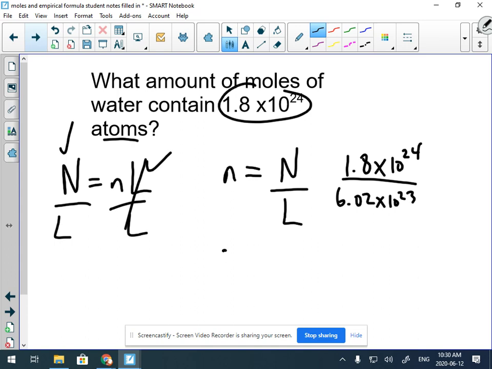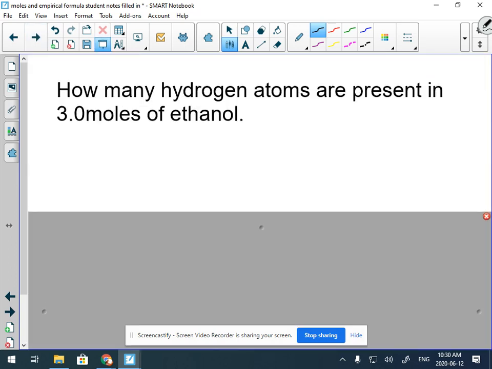Okay, I end up getting 2.999. Let's just say 2 sig figs, 3 moles. Yay. Okay. A little bit tougher. How many hydrogen atoms are present in 3 moles of ethanol? Okay, so we've got atoms is equal to moles times Avogadro's number. Okay, perfect. So we are trying to find atoms. 3 moles times Avogadro's number.